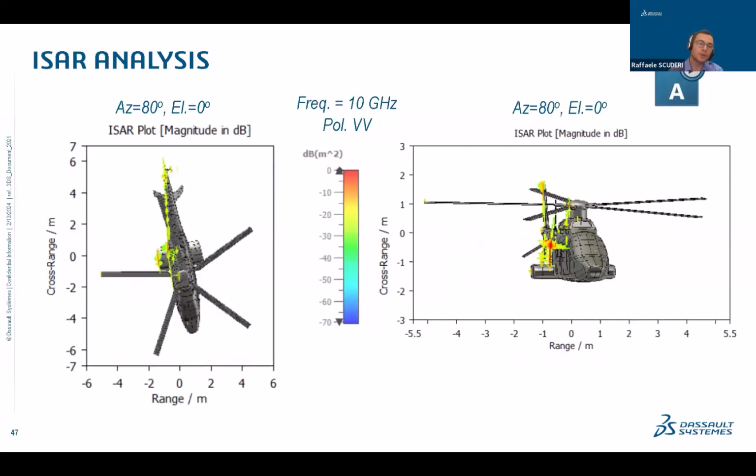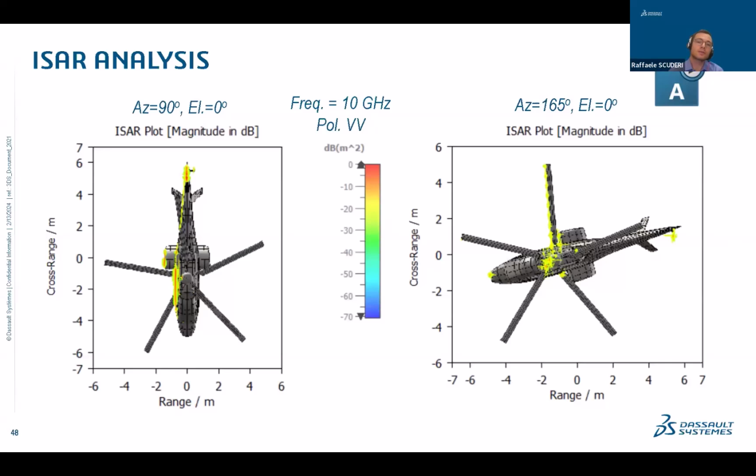And here I'm just showing different ISAR images for this helicopter. And it's also pretty interesting to see that we can calculate this range, cross-range azimuth on the left-hand side. When I say cross-range, I can distinguish between cross-range azimuth and cross-range elevation, okay, that we see on the right-hand side.